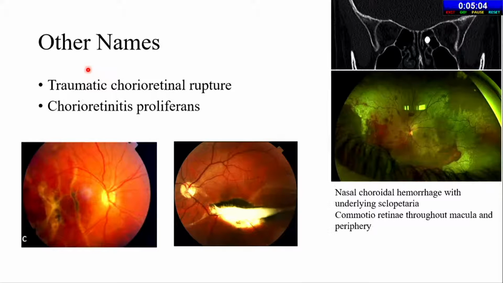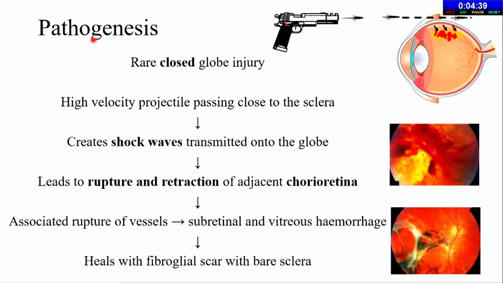Coming to the other names of chorioretinitis sclopetaria, it is also known as traumatic chorioretinal rupture, obviously because there is history of trauma leading to chorioretinal rupture. It is also known as chorioretinitis proliferans. This is because in chorioretinitis sclopetaria, there is proliferation of fibroglial tissue leading to scar formation, which are depicted in these two fundus images.